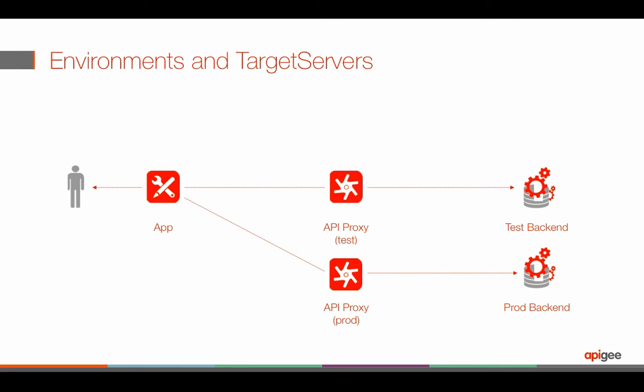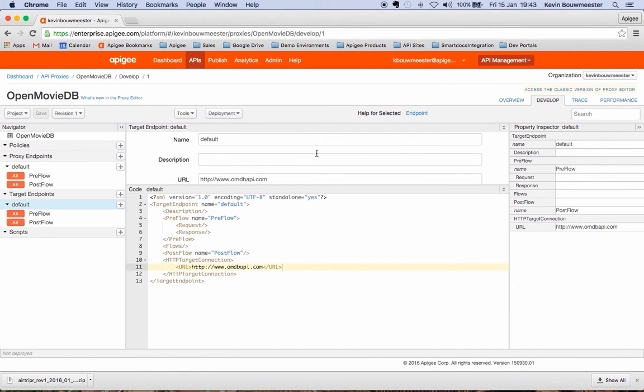So let's move to Apigee Edge. Here we'll see an example API. You see that in a target connection, the URL is hard-coded. So let's update this with a target server definition.